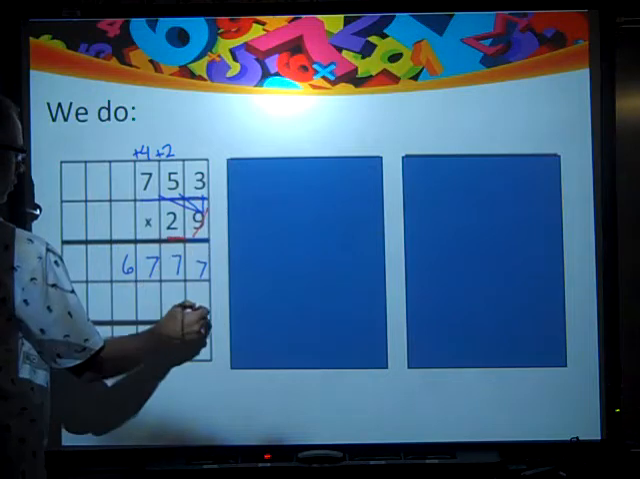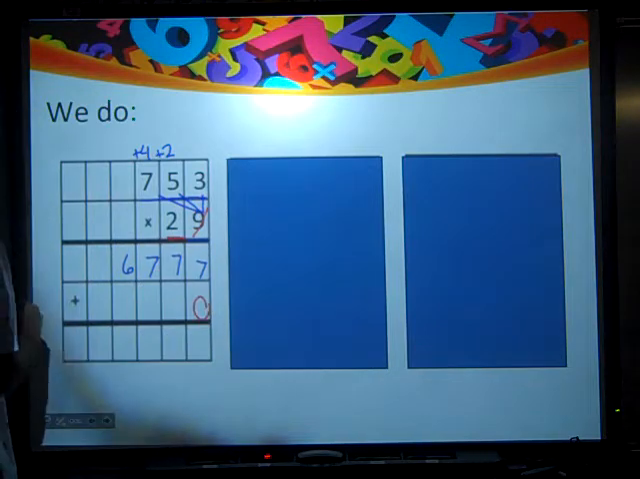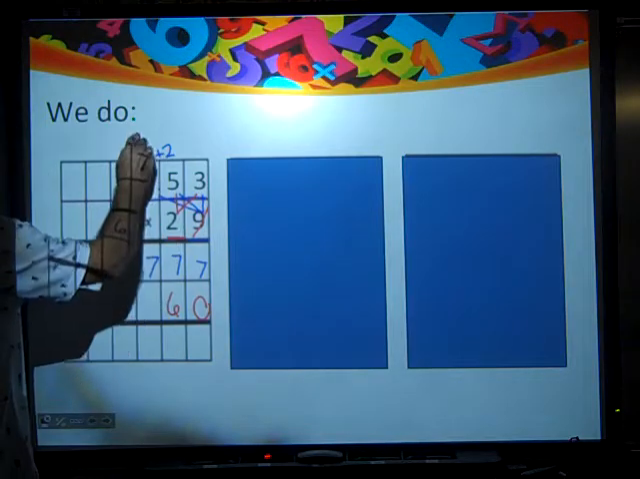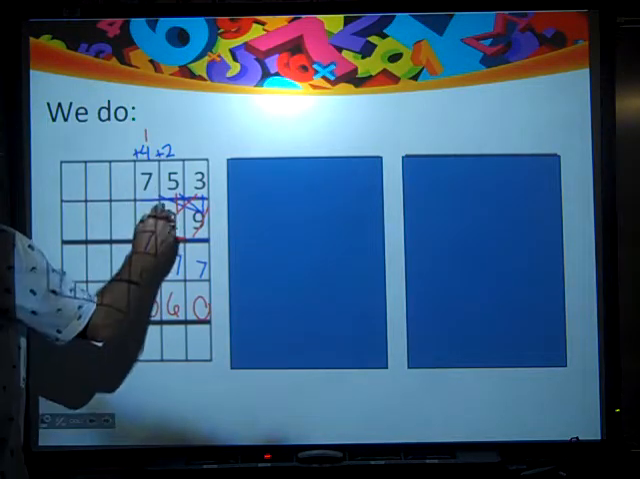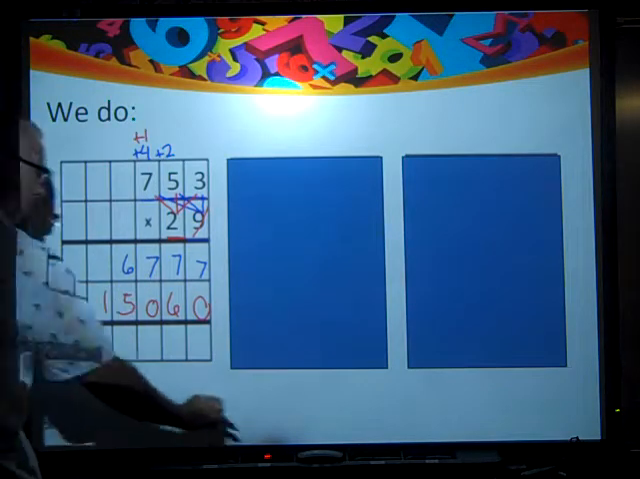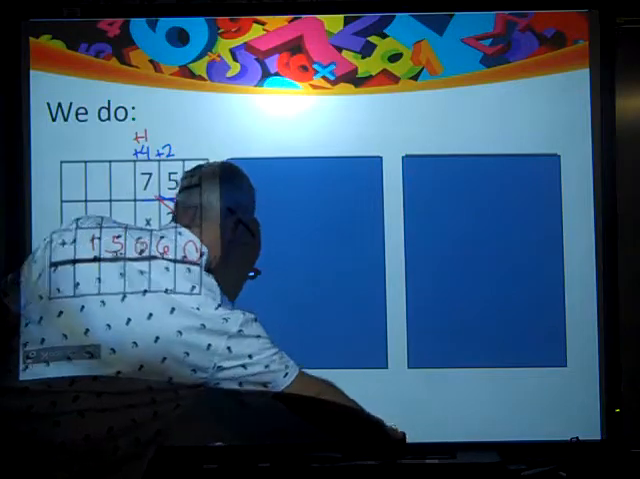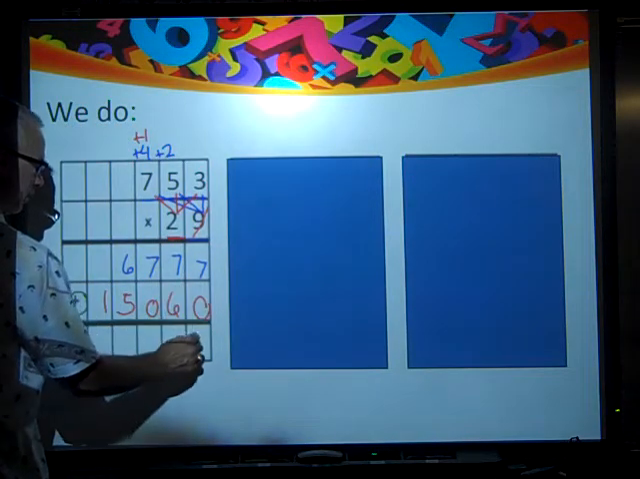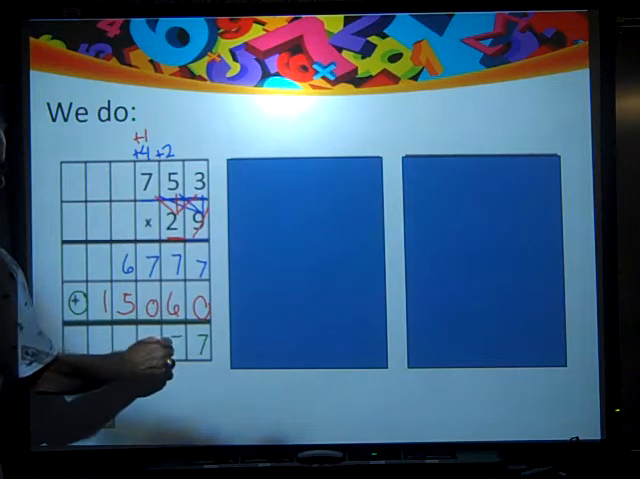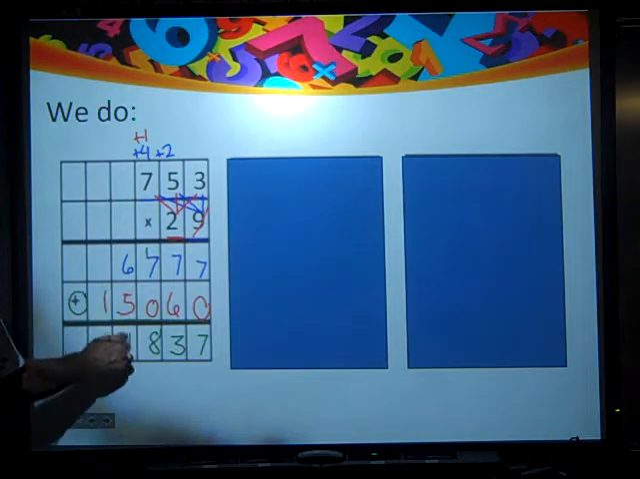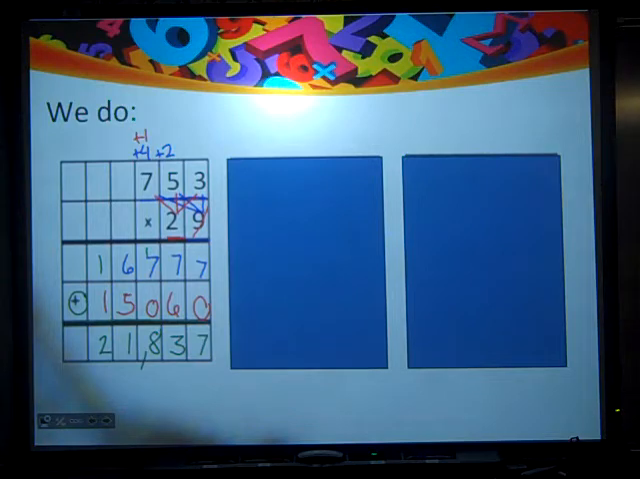So I drop a 0, slap a 0 on the end. 2 times 3 gives me 6. 2 times 5 gives me 10. 2 times 7 is 14, plus 1 is 15. And the last step is adding my partial products. 7 plus 0 is 7. 7 plus 6 is 13. 1 plus 7 is 8. 6 plus 5 is 11. Carry the 1. 1 plus 1 is 2, 21,837.